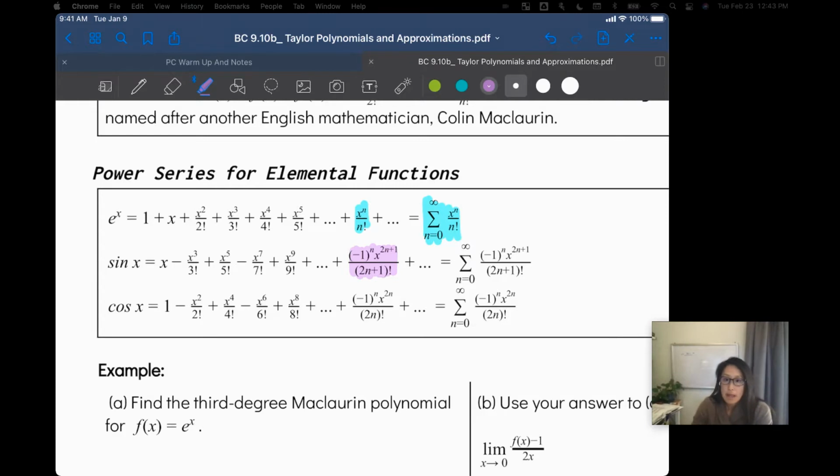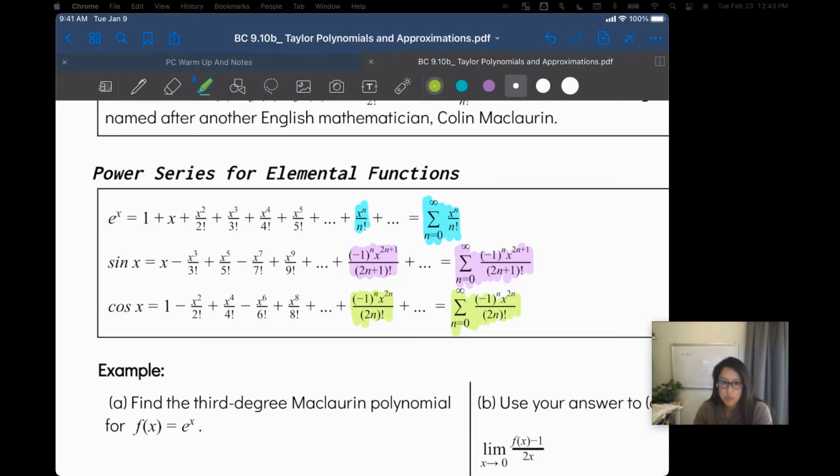Therefore we can write the polynomial as the sum from n equals 0 to infinity of the nth term. Lastly, we have cosine of x. Cosine is an even function, so we always have even powers. Its nth term rule is negative 1 to the n, x to the 2n over 2n factorial. And we can write the sum of the terms from n equals 0 to infinity of the nth term of the series.